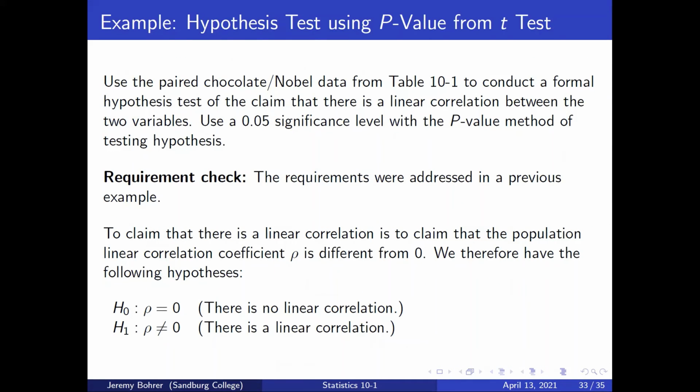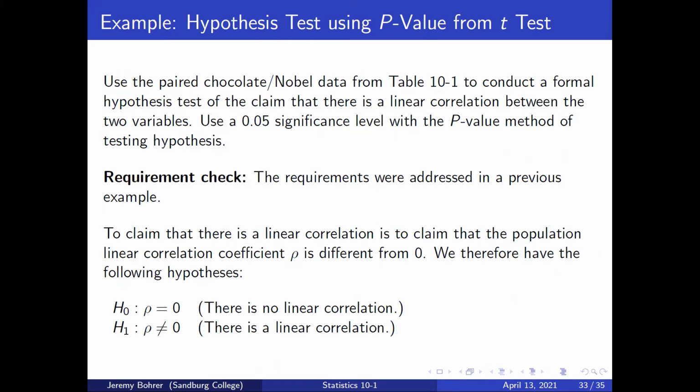Use the paired chocolate Nobel data from Table 10.1 to conduct a formal hypothesis test of the claim that there is a linear correlation between the 2 variables. Use a 0.05 significance level with the p-value method of testing hypotheses. Requirement check. The requirements were addressed in a previous example. To claim that there is a linear correlation is to claim that the population linear correlation coefficient rho is different from 0. We therefore have the following hypotheses.